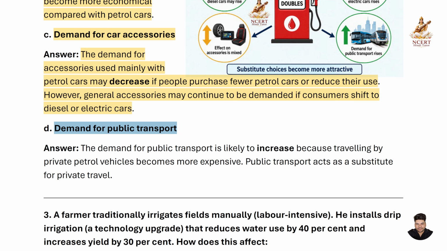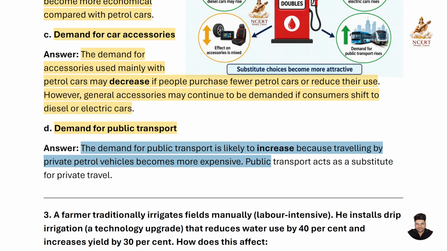D. Demand for public transport. Answer. The demand for public transport is likely to increase because traveling by private petrol vehicles becomes more expensive. Public transport acts as a substitute for private travel.